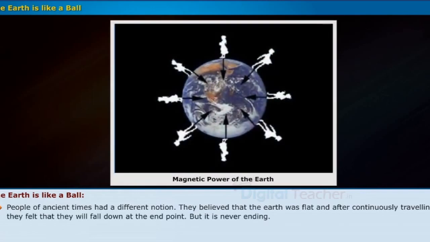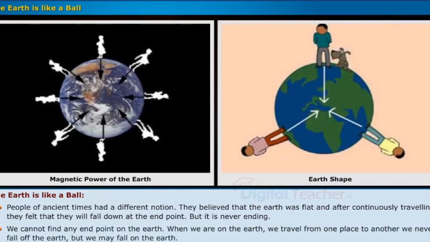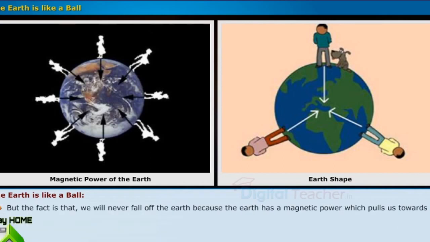People of ancient times had a different notion. They believed that the Earth was flat, and after continuously traveling, they felt that they would fall down at the end point, but it is never ending. We cannot find any end point on the Earth. When we are on the Earth, we travel from one place to another. We never fall off the Earth, but we may fall on the Earth. But the fact is that we will never fall off the Earth because the Earth has a magnetic power which pulls us towards it.